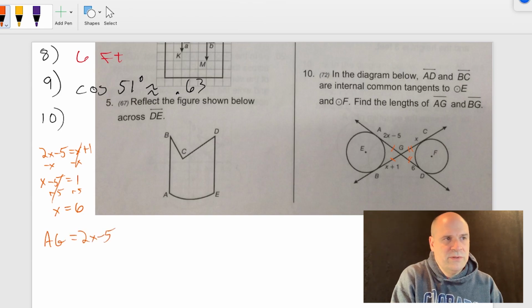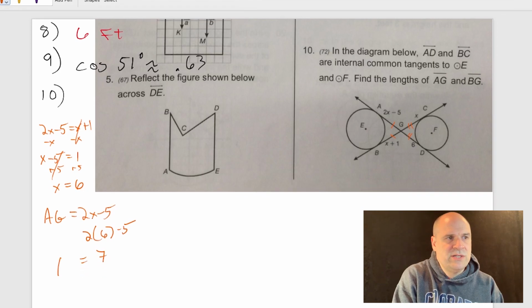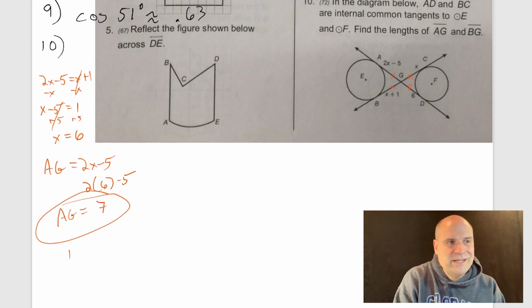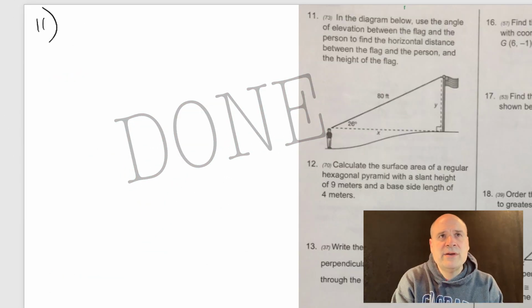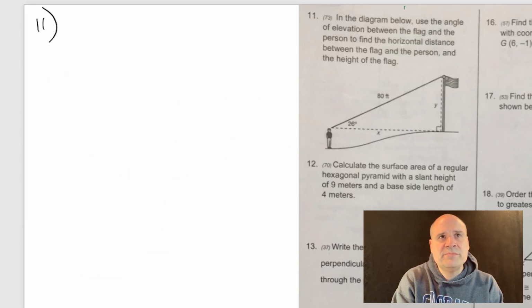5, since AG is 2x minus 5. So it's 2 times 6 minus 5. 12 minus 5 is 7. So AG equals 7. And BG has to be the same length. Boom, number 10 is done. All right, number 11. So in the diagram below, use the angle of elevation between the flag and the person to find the horizontal distance between the flag and the person and the height of the flag.